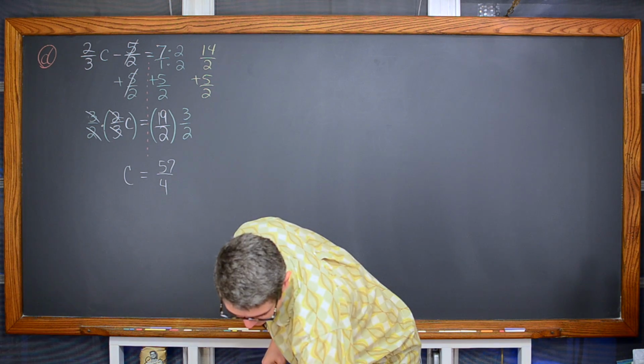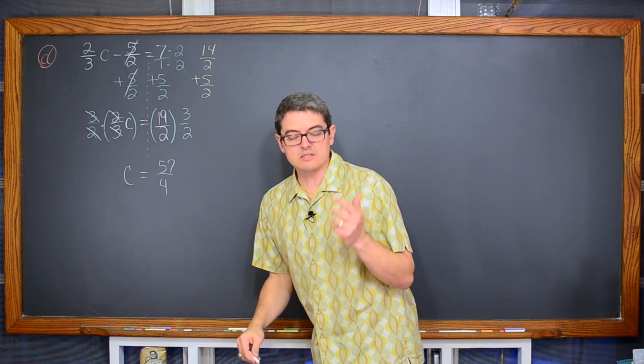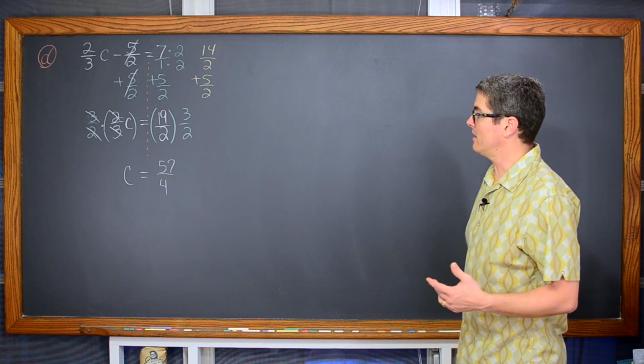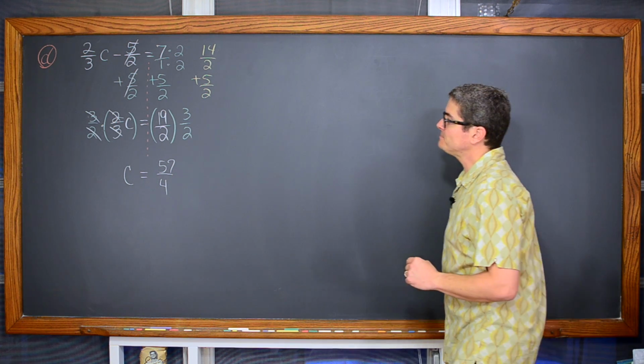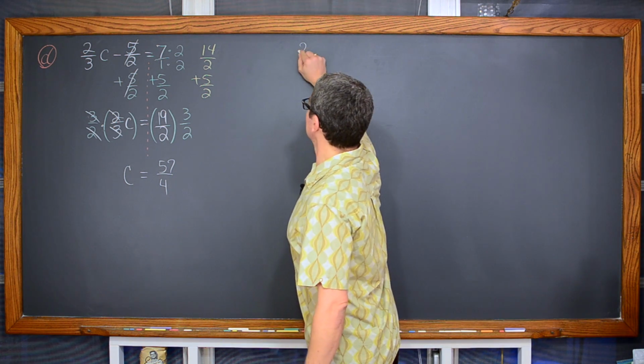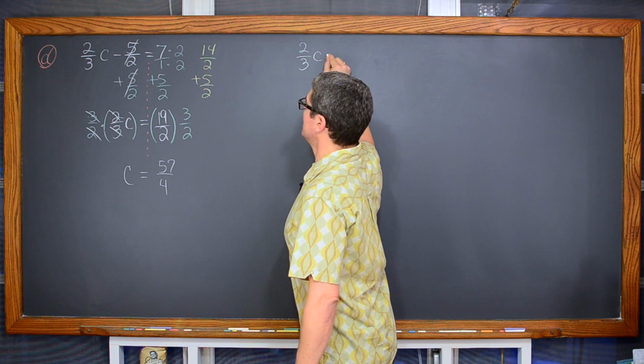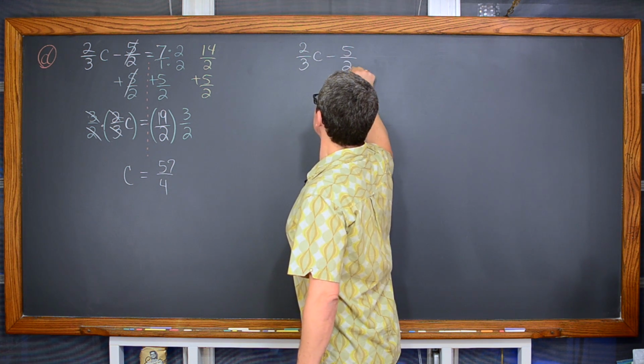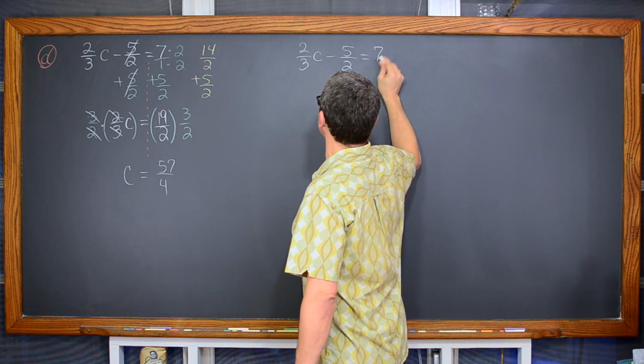Now this time I'm not going to plug that back in and check it. Instead, I'd like to show you an alternative way of working out this problem. Going back to 2/3 c minus 5 over 2 is equal to 7.